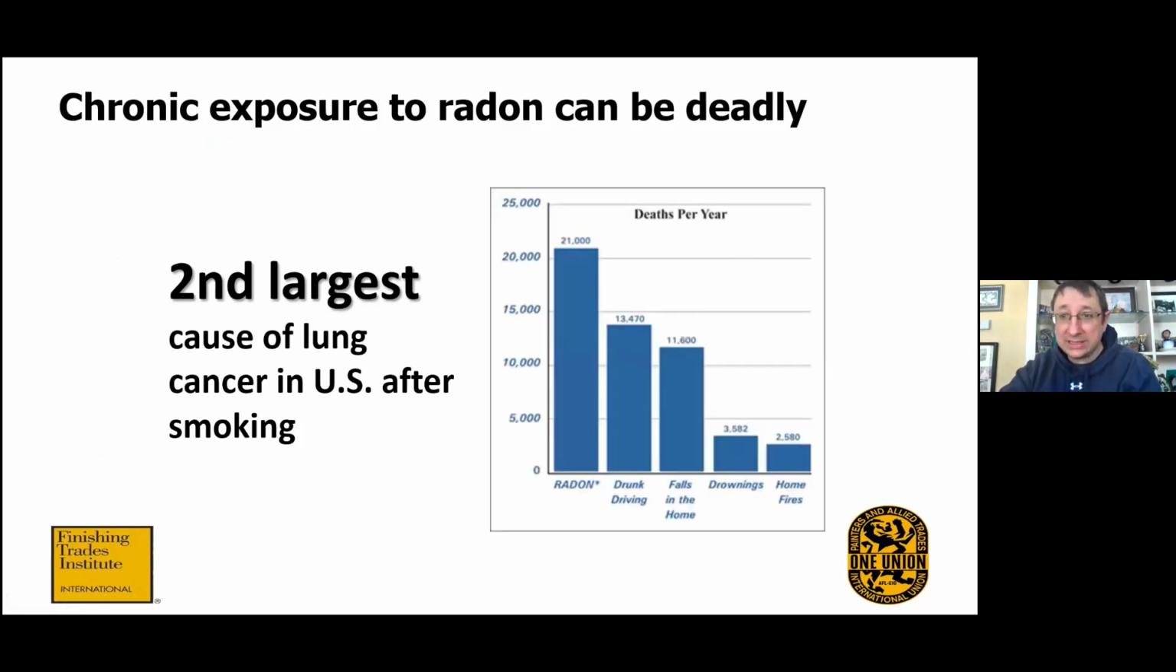So, we look at some deaths per year here from a couple of exposures. Radon, 21,000, drunk driving, it's almost double. Falls in a home, drownings, home fires. So it's a very high fatality rate from radon.